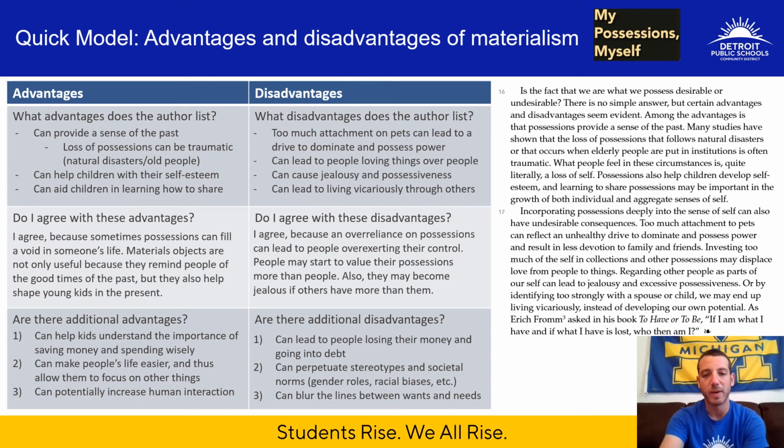Number 2, it can perpetuate stereotypes and societal norms, gender roles, racial biases, etc. There's this pressure for certain groups of people to possess certain things, and we can take an active measure to break down those stereotypes and societal norms, but they're always going to be present unless we change our mindsets as a society. And so if we rely heavily on possessions and those possessions are potentially perpetuating gender roles or racial biases, then it's going to be hard to ever kick those things.